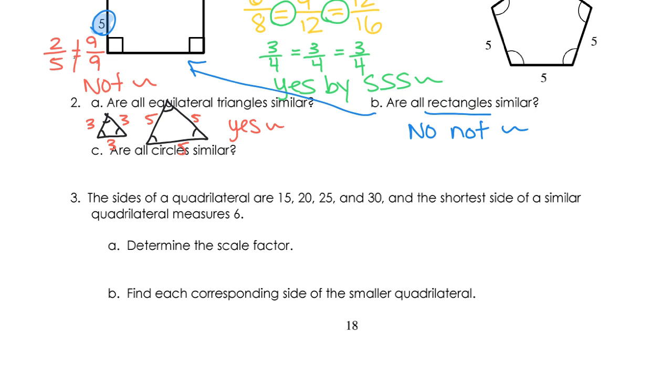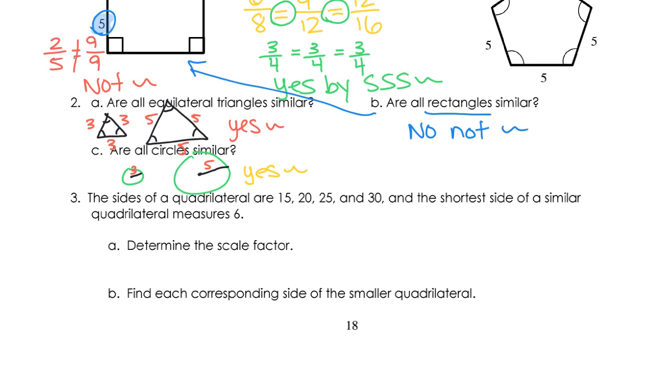Part C, circles. If we had a little circle and a big circle, there are no angles in circles. In fact, the only measurement in a circle is the radius. If we compare the radius of one to the radius of the other, let's say this radius is 3 and this radius is 5, we get that 3/5 ratio. All radii of the same circle are the same, so there is no other measurement. And so yes, all circles are similar. They have the same shape, just different sizes.